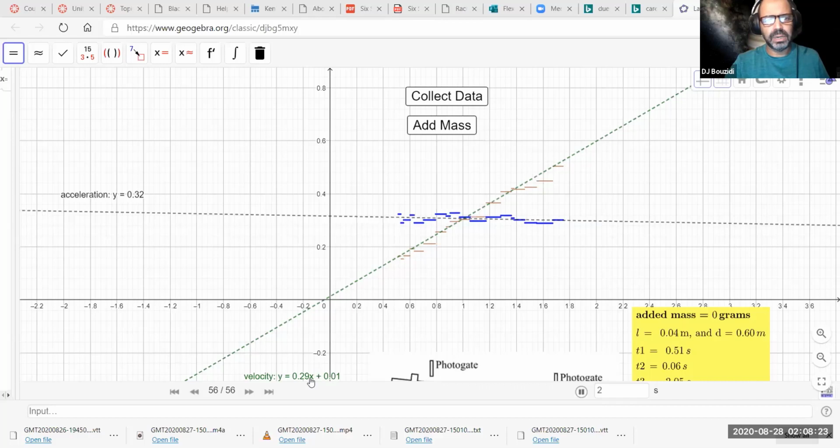The x-axis is time, and the y-axis is the motion on the incline, okay? So this is the acceleration, the coefficient of the time. This is the acceleration, the average acceleration in this case, okay?